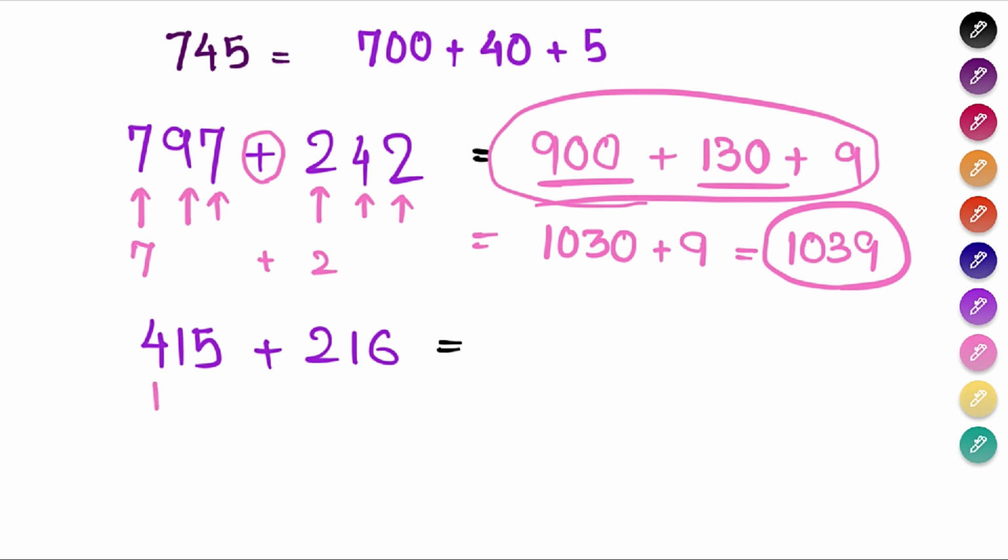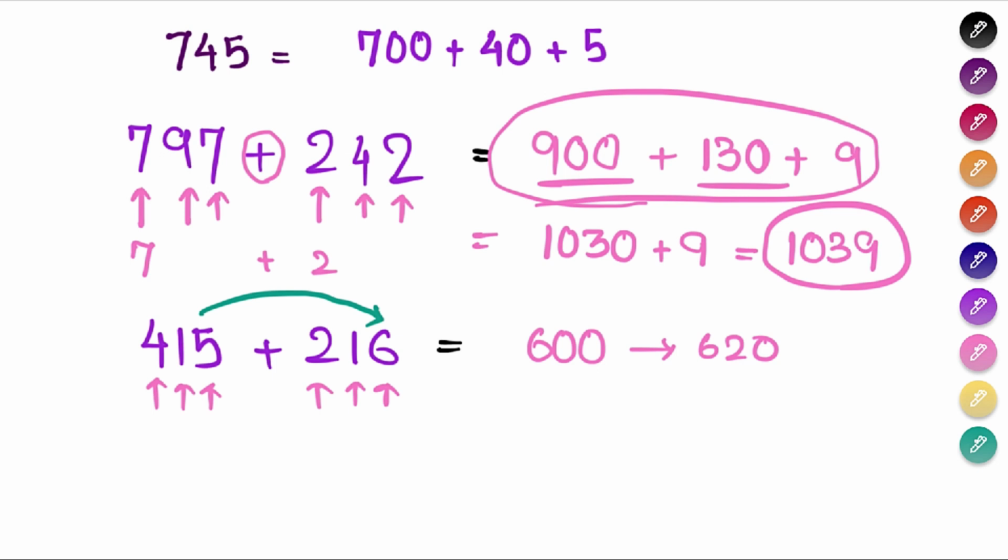Now 100 plus 4 plus 2, that is 6, so we can directly write 600 in our mind. Then 1 plus 1, the 10th place, that is 2, so we can directly write 20, that gives us 620. 5 plus 6, the unit place, we are adding the unit place. 5 plus 6, that is 11, so directly write 631. Isn't that easy?